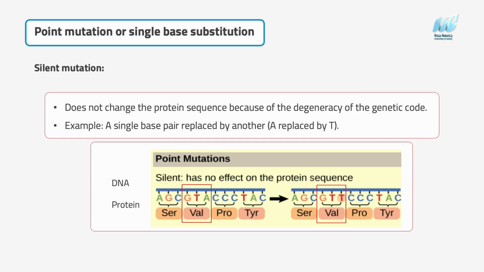The first type of point mutation is the silent mutation, which does not change the protein sequence because of degeneracy of the genetic code. It also has no effect on the protein sequence or function. That's why it's called silent mutation. In the figure above, the point mutation changed one nucleotide in the DNA sequence from adenine to thymine. However, the genetic code GTA or GTT represents the same amino acid, which is valine.